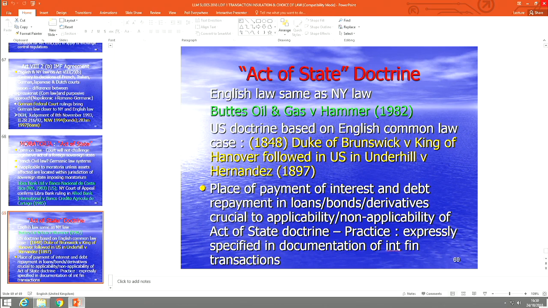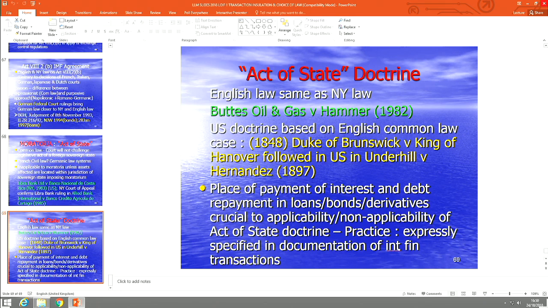A bit of history. This is all based on a case in 1848 where the Duke of Brunswick was having a ding-dong with the King of Hanover. And the English court said, no, we can't apply the act of state doctrine because the asset is located outside the control of the Duke of Brunswick. Anyway, that's 1848. We're now in 2018. So that's basically the rule, but now let's try and bring it back into practice.